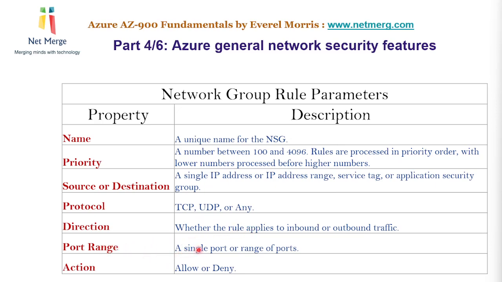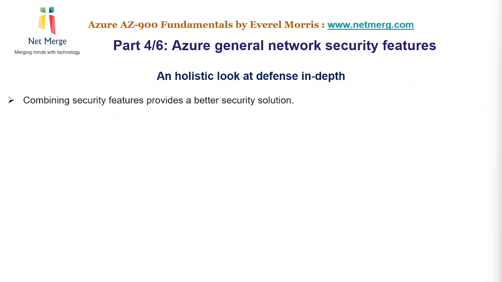You'll also need a port range. If you're using a single port, you would need that port number. If you're using a range of ports, you would need to provide that numeric range as well. And finally, your action. It's a binary action. You're either going to deny or allow access to a particular IP address or port or TCP protocol that you are using. So that is your NSG. I spoke about it before. Now you're getting an understanding of what the NSG is.